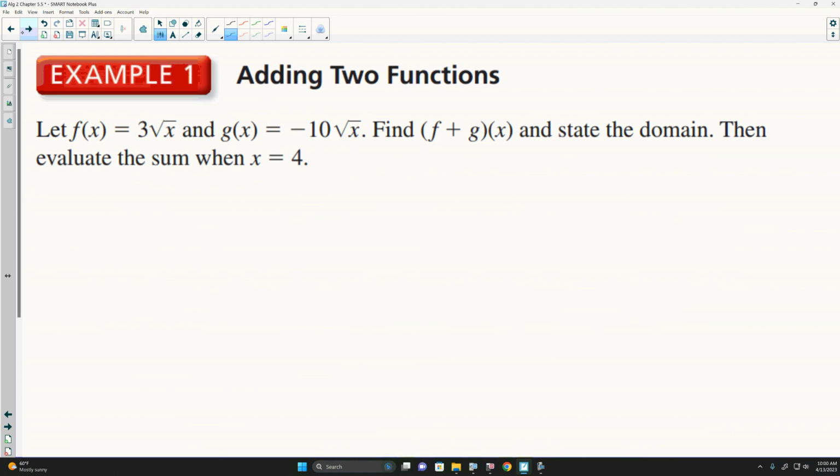Not focused on the domain, but let f of x be 3 times the square root of x, and g of x be negative 10 square root of x. Find f plus g of x, and then evaluate it when x is equal to 4. So we're looking for f plus g of x. Well, f plus g of x is the same as saying f of x plus g of x.